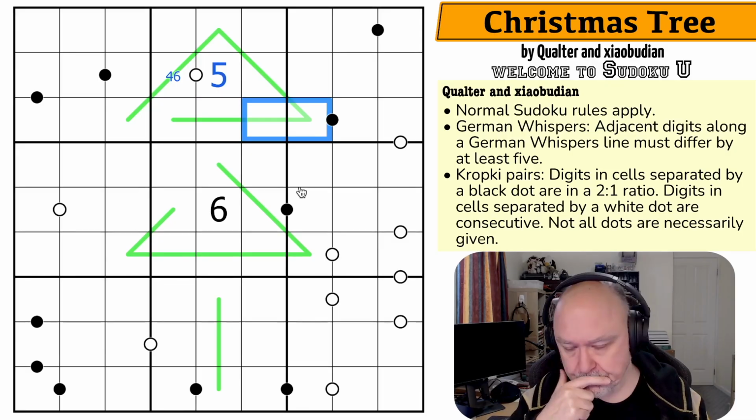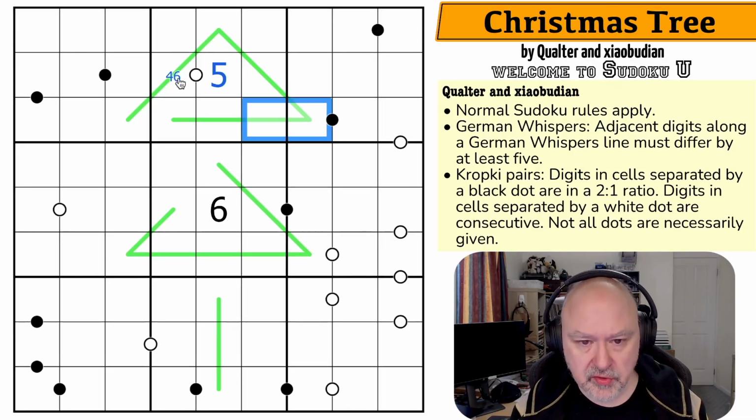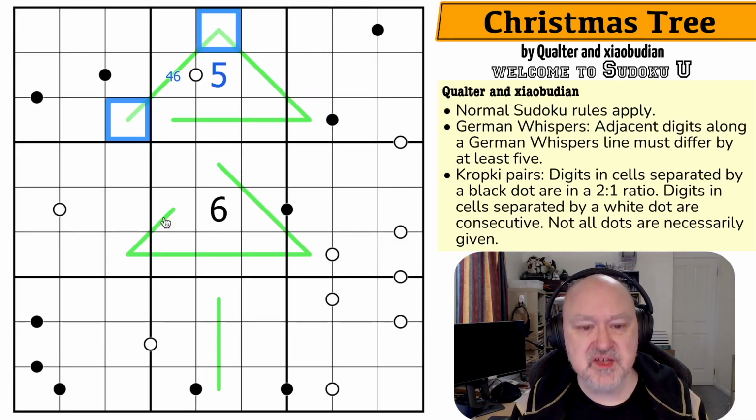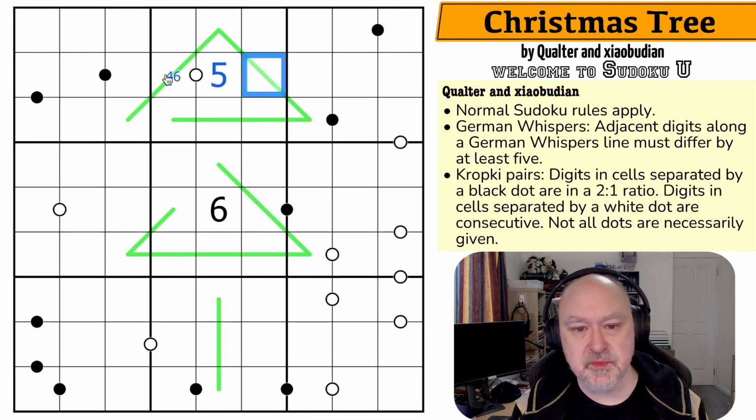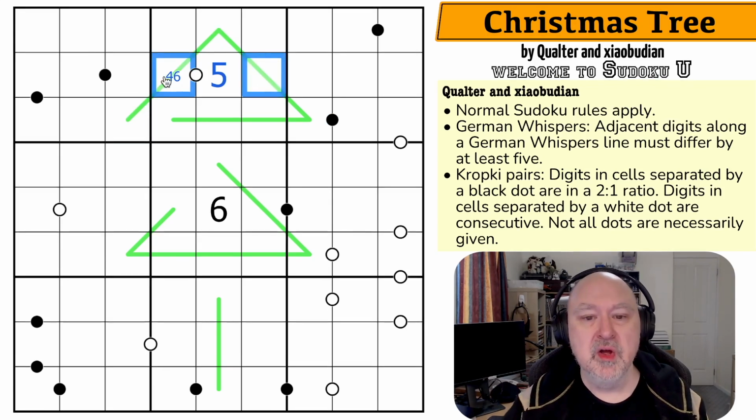Because of that, you're always going to alternate along the line. So whichever one this is, these will be the opposite. And whichever one this is, this will be the opposite. So these will be the same high-low, because you're always going to alternate.